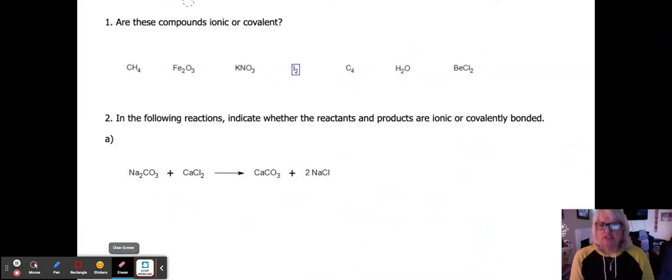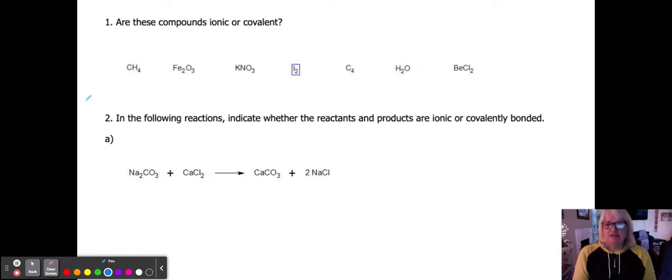So let's try a couple questions. First question, I want you to go through and write down what these are. Are they ionic or are they covalent? Remember that the first thing you ask is, is there a metal? If there is a metal, it's ionic. If there is not a metal and there's only nonmetals, covalent. Okay, so pause the video, try that out.